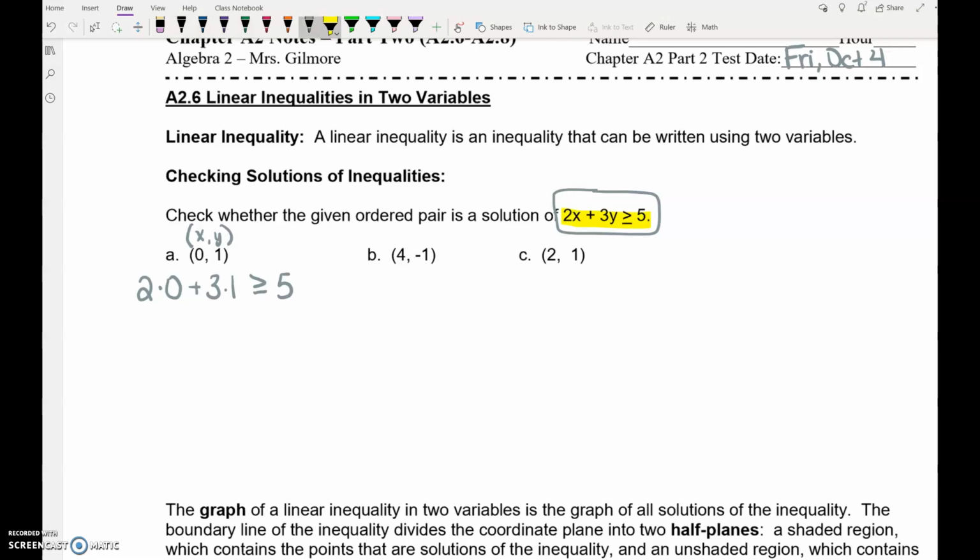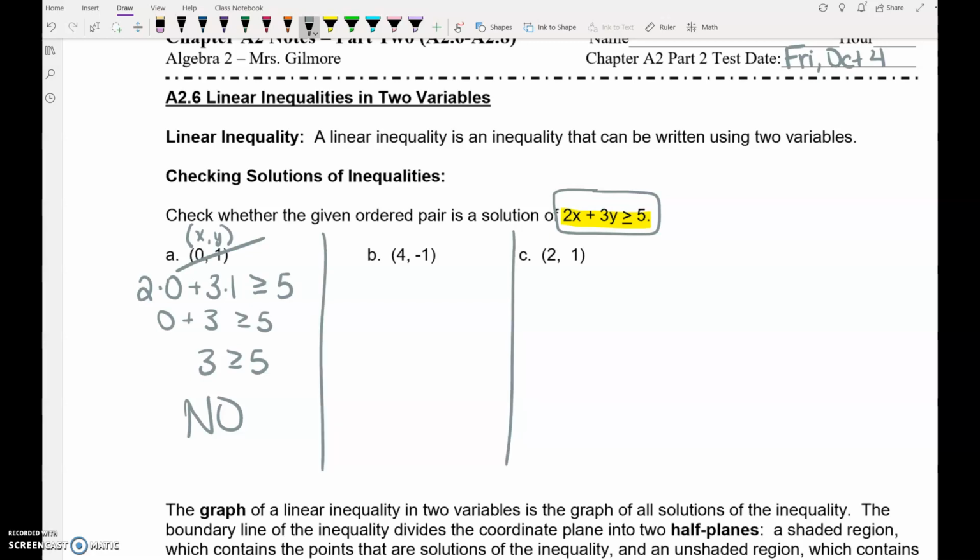So we have 0 plus 3, which is 3. Is 3 greater than or equal to 5? No. So this point is not a solution to the inequality. On your own, check B and C. Plug in the x value, plug in the y value, see if it's a true statement or a false statement.